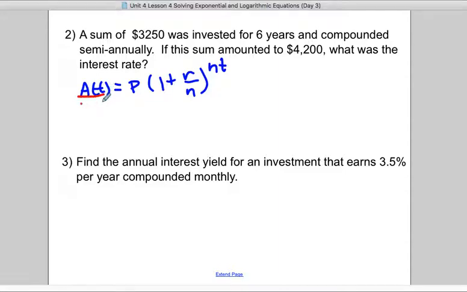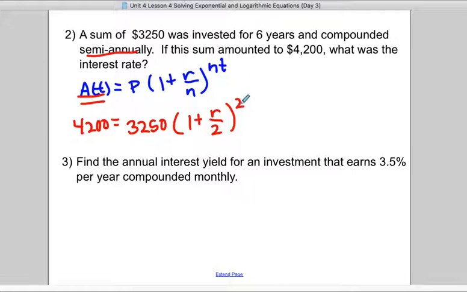How much money did we have at the end? 4,200. And we started with 3,250. Then we have 1 plus our rate, which we don't know what that is. And semi-annually means twice a year. And then 2 the 2, and then do we know how many years? 2 times 6. Okay.